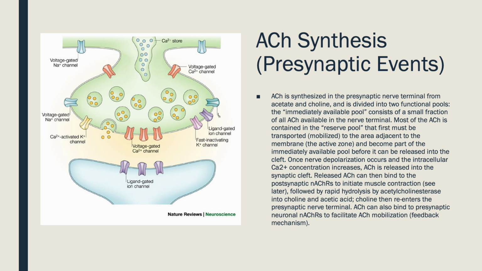So acetylcholine is synthesized from acetate and choline in the presynaptic terminal. It's stored in two pools. You have an immediately available pool, which is very close to releasing it, and then a reserve pool. And calcium influx triggers the release of acetylcholine into the synaptic cleft to bind with those nicotinic receptors.